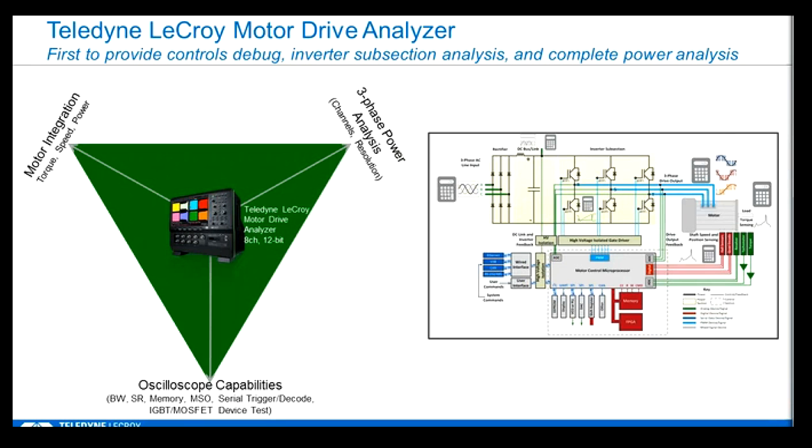We've created this product called the Motor Drive Analyzer. It has all the characteristics you know from a scope, except it has 8 channels, and it has 12 bits of resolution and a gigahertz of bandwidth. And it does perform 3-phase power analysis and motor integration. So when you look at this full circuit here, it really takes care of all those different requirements.